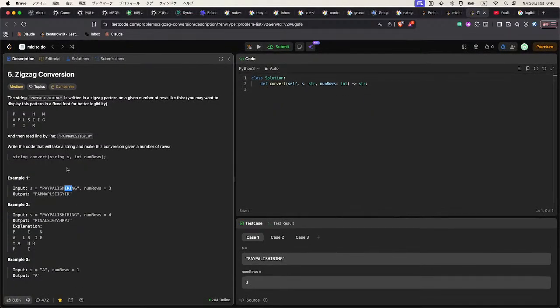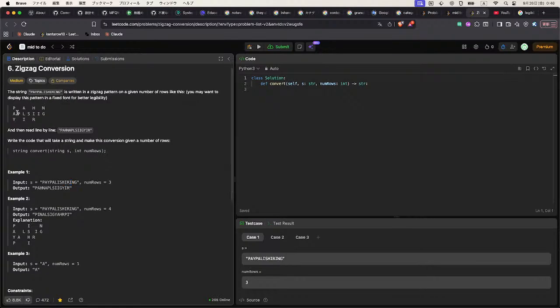I'm not sure. I don't know what the problem is saying. You may want to display this pattern in a fixed font.